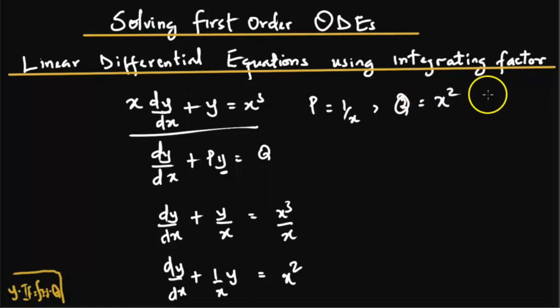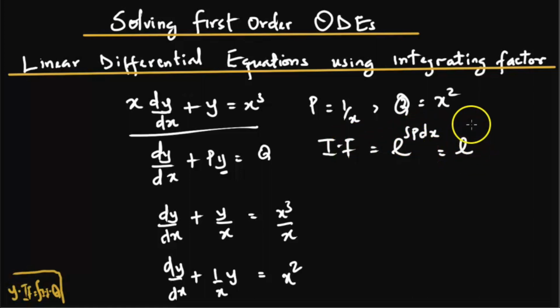So comparing it, I can say that my p is equal to 1 over x and my q is equal to x squared. At this point, I can calculate my integrating factor to be e^(integral of p dx), and it becomes e^(integral of 1 over x dx), and this becomes e^(ln x). Integrating 1 over x, I have ln x. So exponential is the opposite of ln, so I'm left with x as my integrating factor. So I know my integrating factor.